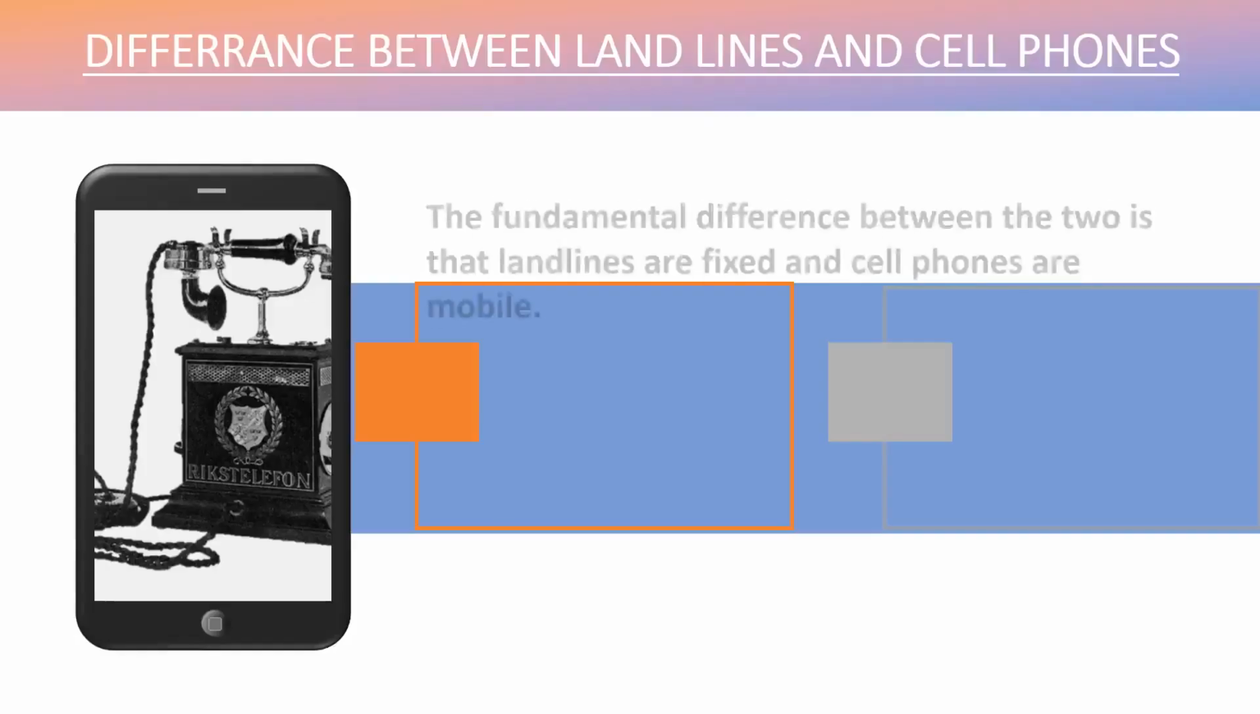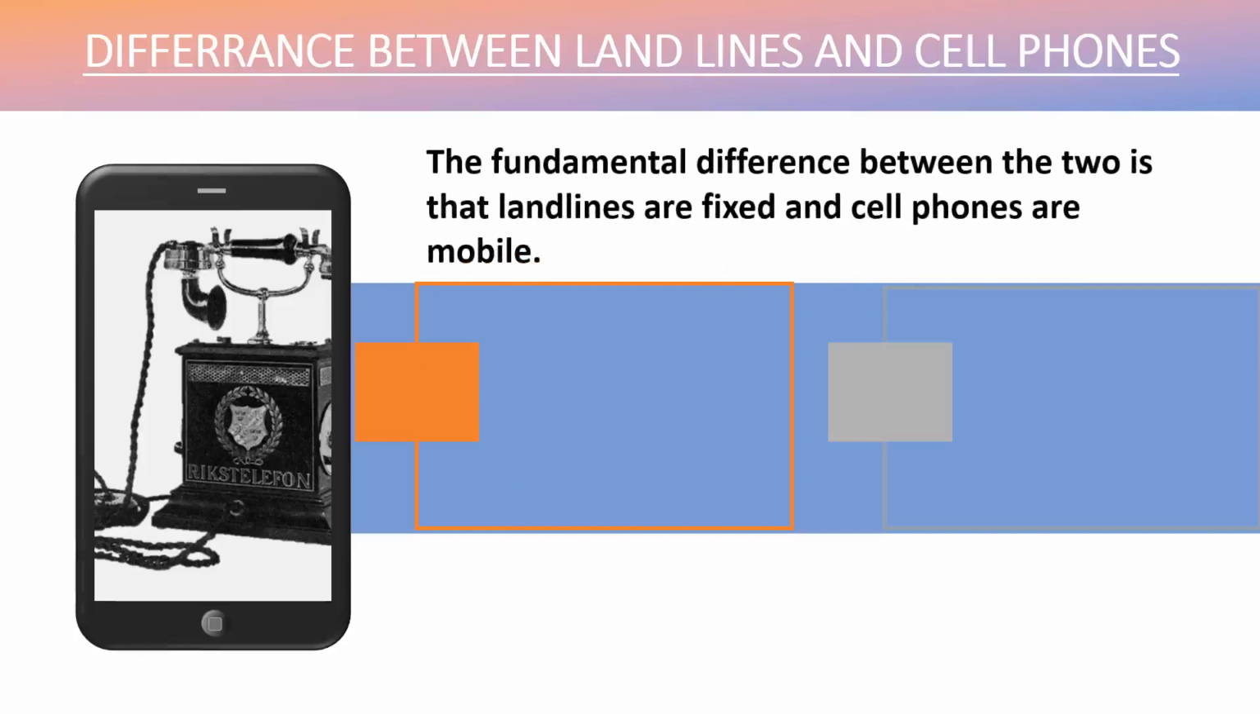We're starting straight away with the difference between the landline and the cell phone. We're saying the fundamental difference between the two is that landlines are fixed and cell phones are mobile. Now, you cannot go around carrying a landline receiver on the road in case somebody calls you, but with a cell phone, you can carry it anywhere you go.